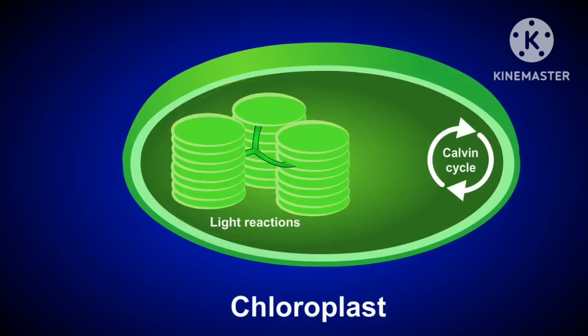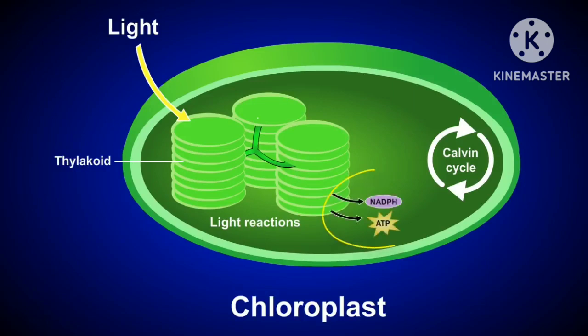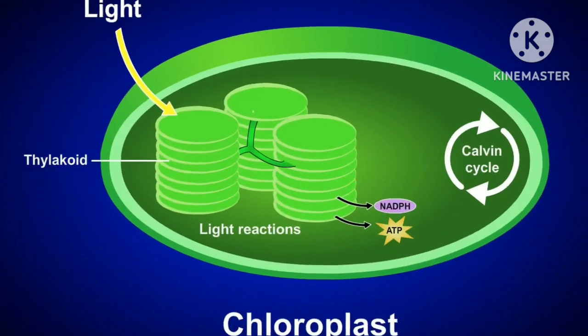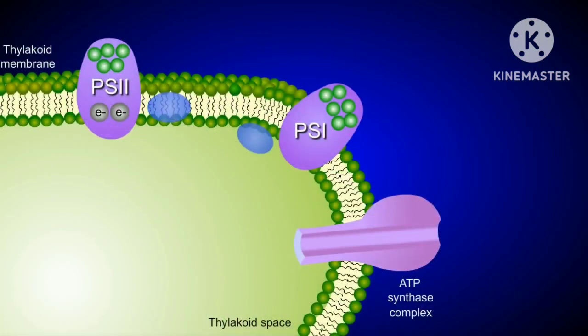The light reactions occur within the thylakoid of the chloroplast. Here, special pigments absorb light energy and transfer it to high-energy electrons, eventually producing ATP and the electron carrier NADPH. Let's zoom into the thylakoids to take a closer look at how ATP is created.